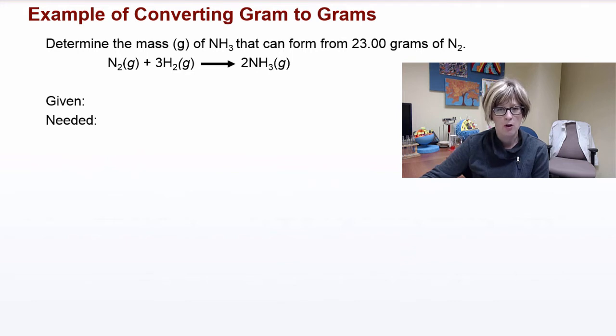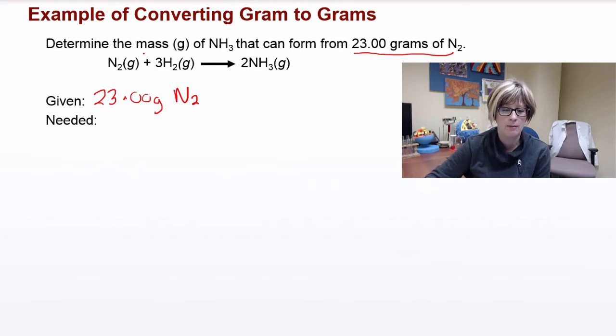So the first thing we always do when we're solving these chemistry stoichiometry problems is look at what is given and needed in the question. And then after that, I always make a plan of how I'm going to solve the problem. The information that's given is that we've got 23 grams of the nitrogen gas. And remember, it's always important to write the element or the compound with the grams. And then what we need is the mass, or the grams, of the ammonia, so grams of NH3.